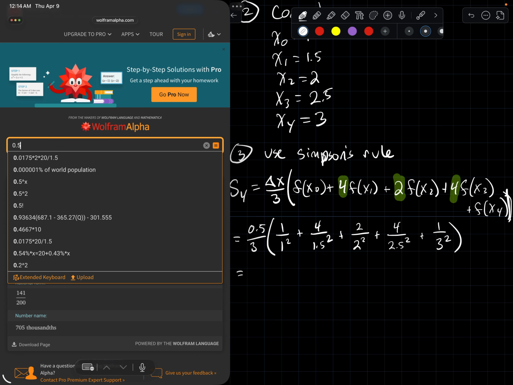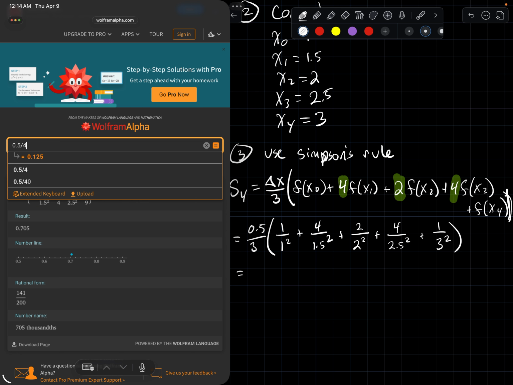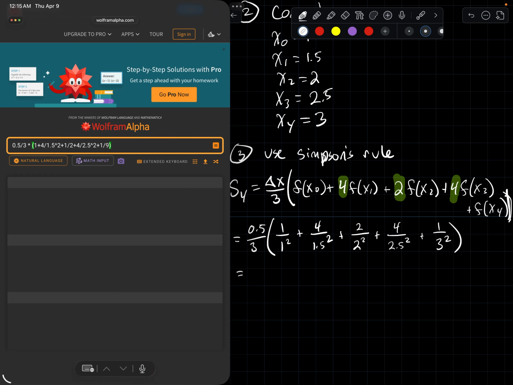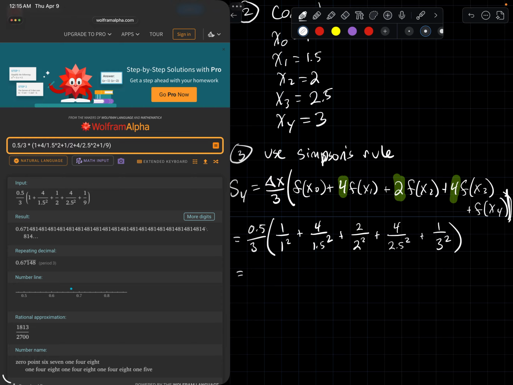Okay, what are we trying to do? We're trying to type in this down here. So we have 0.5 over 3 times 1 over 1 squared, which is 1, plus 4 over 1.5 squared, plus 2 over 2 squared, so that's 2 over 4, which is a half, plus 4 over 2.5 squared, and then plus 1 over 3 squared, which is 1/9 again. And we do that, and we get 0.67.